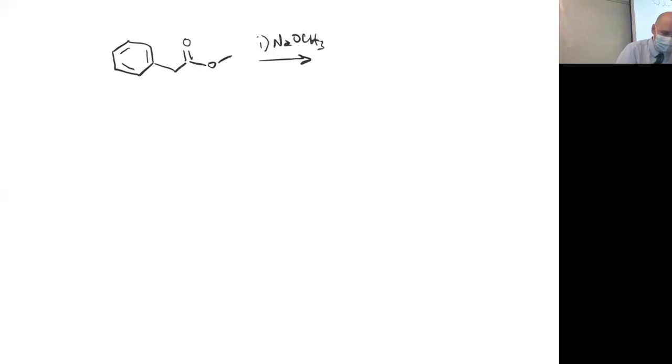NaOCH3. By the way, the solvent here would have to be methanol. I didn't write that down, but that's fine. And then lastly, you add an H+. All right, so you guys hopefully can recognize the Claisen condensation. It's the only one we have that starts with esters.